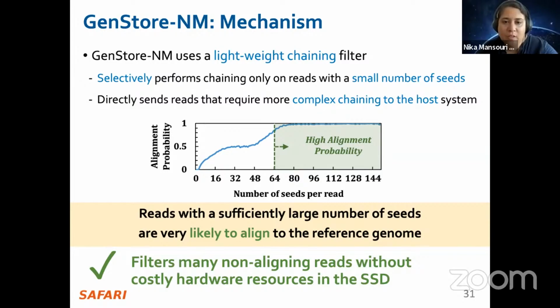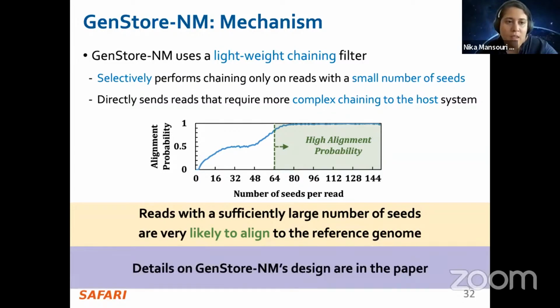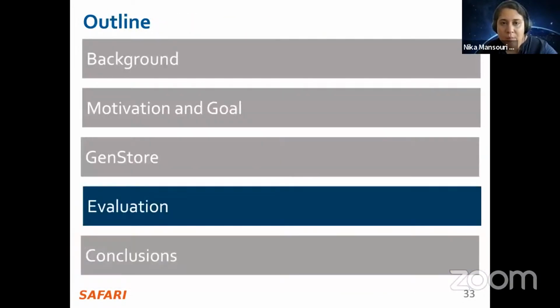We can conclude that such selective filtering, which is much more lightweight than the full chaining approach, can filter many non-aligning reads without costly hardware resources in the SSD. For more details about GenStore NM's implementation, please refer to our paper. I will now go into our results.